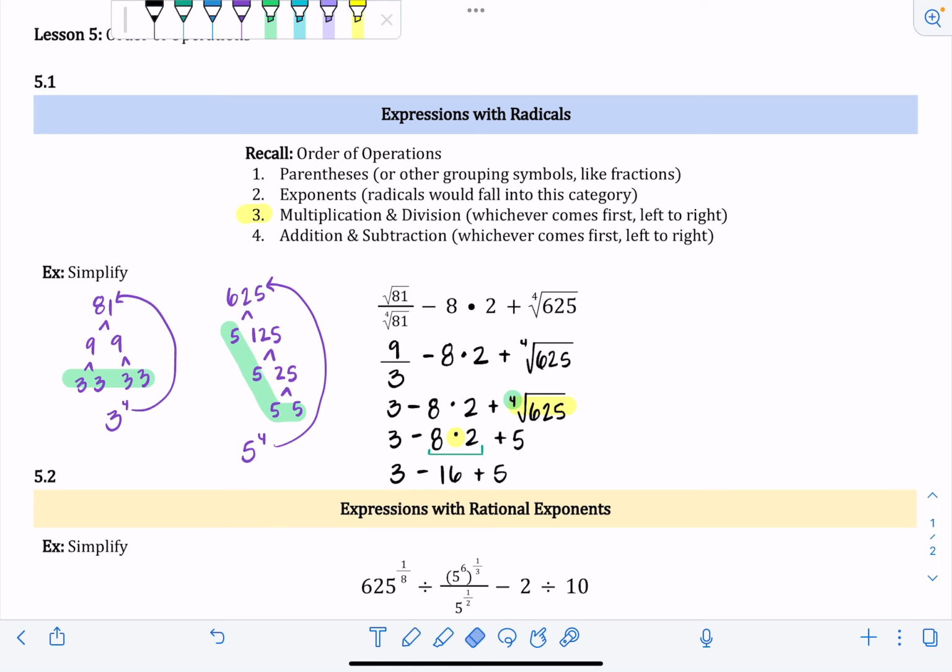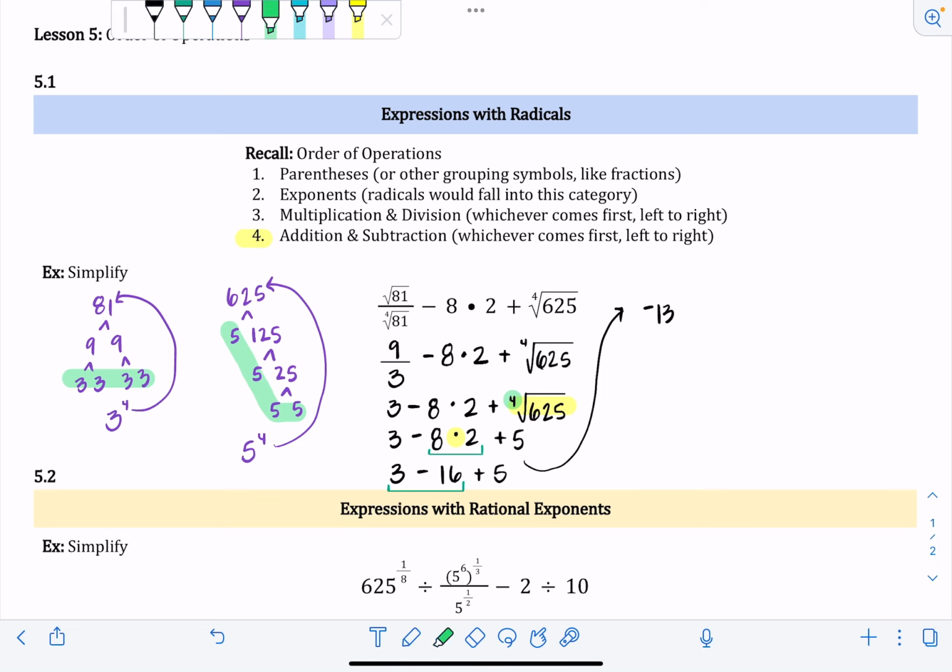And then no more multiplication or division symbols, so I'm moving on to the 4th step in the order, which is addition and subtraction. And this is a good example of whichever comes first. So I would just look at the problem from left to right. First is the subtraction symbol, and then second is the addition. So I'd have to do the subtraction first. So I'm going to subtract 3 minus 16 first. So if I do 3 minus 16, that's negative 13.